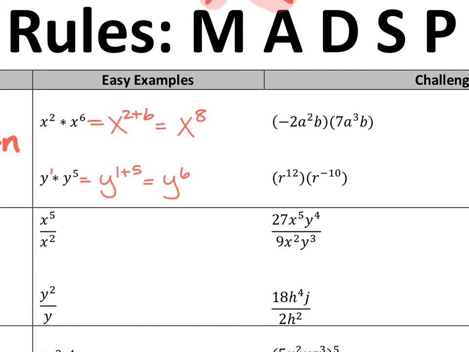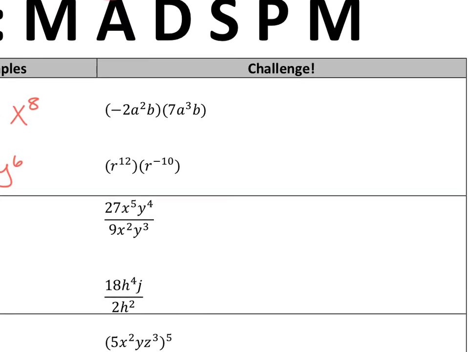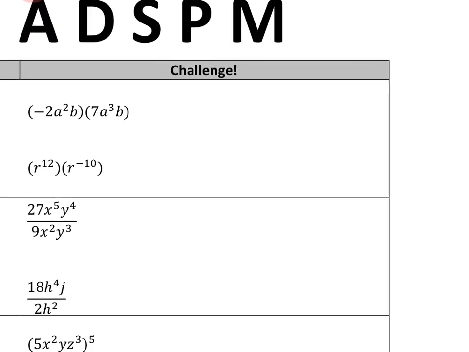Easy enough, right? The only way I can make it more complicated is if I add multiple letters at the same time and or good old-fashioned numbers, like this third one over here. You treat numbers like you've always treated numbers. So we're going to take -2 and 7, and we're going to multiply them like they're regular good old-fashioned numbers because they are. What is -2 times 7? Okay, cool. -14. Then we're going to look at the A's because those bases match. Those are the ones I'm going to multiply, add together. So this would be a to the 2 plus 3 power.